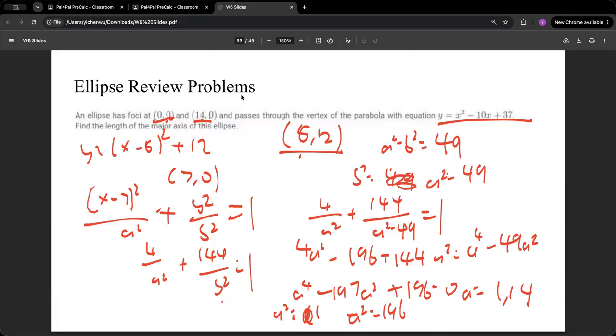That means the length of the major axis is 2 times 14, which is equal to 28. And the reason we cannot have a equal 1 is that then a would be smaller than c, which does not work. Hence, that is the answer, and we are done.